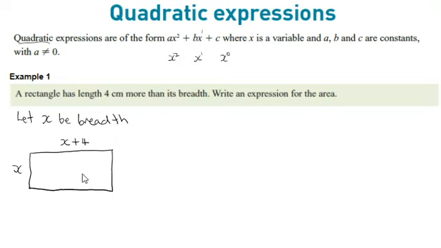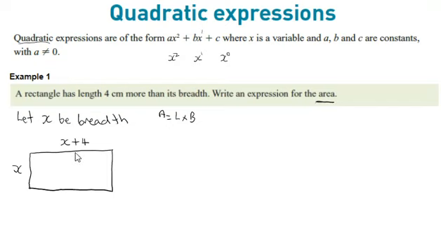Now, what we have to find is an expression for the area. So the area of a rectangle, of course, is area equals length times breadth. Now I'm going to do this in 2 ways. The first way, you're going to say, well, that's pretty weird to do it that way, but you'll understand when we get to example 2 why we're doing it this way. And then the second way is a way you already know how to do, and we'll do that at the end of this.